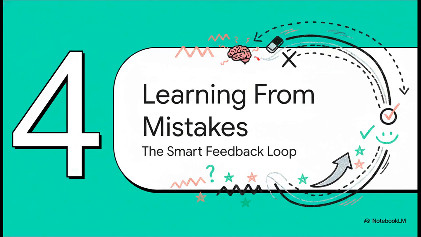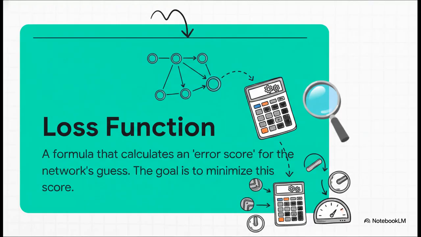This is the beautiful part. It learns from its own mistakes. This is the learning in machine learning, and it's this powerful feedback loop that is constantly making the network smarter and smarter. This whole learning process is guided by something called a loss function. It's basically just a formula that spits out an error score. Every time the network makes a guess, the loss function tells it exactly how wrong it was. The entire goal of this training game is to get this score as low as you possibly can by constantly tweaking all those weights and biases we just talked about.